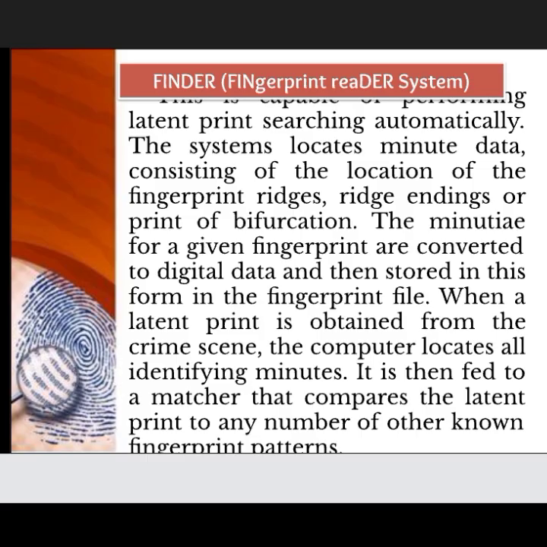I will discuss the methods of fingerprint processing and identification. FINDER, Fingerprint Reader System. This is capable of performing latent print searching automatically. The system locates minutiae data consisting of the location of the fingerprint ridges, ridge endings, or points of bifurcation. The minutiae for a given fingerprint are converted to digital data and then stored in this form in the fingerprint file. When a latent print is obtained from the crime scene, the computer locates all identifying minutiae. It is then fed to a matcher that compares the latent print to any number of other known fingerprint patterns.